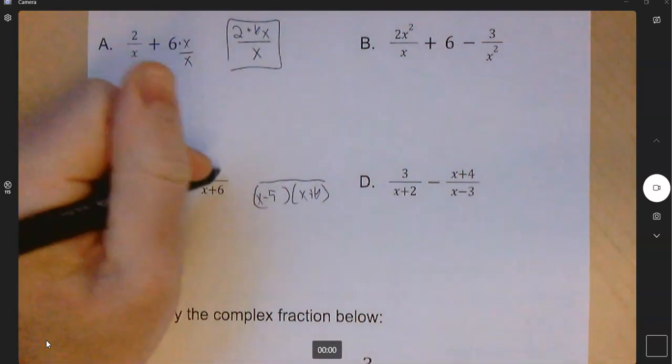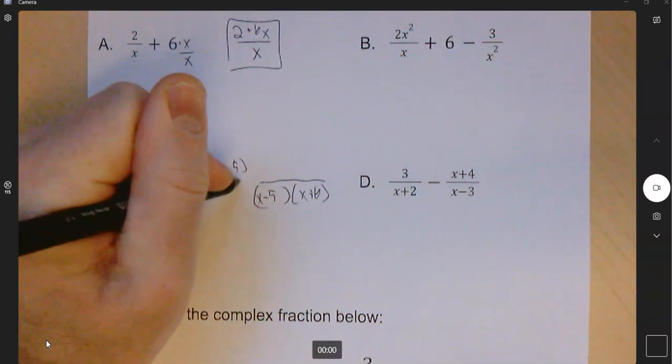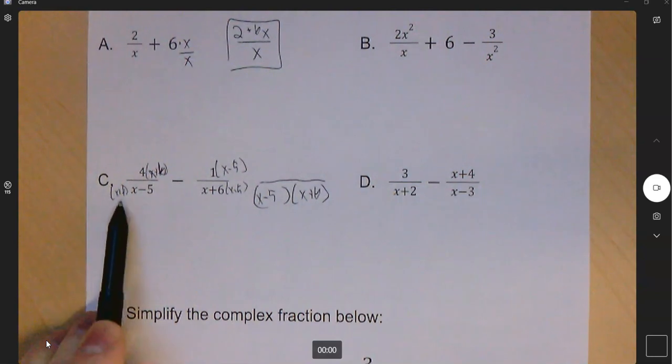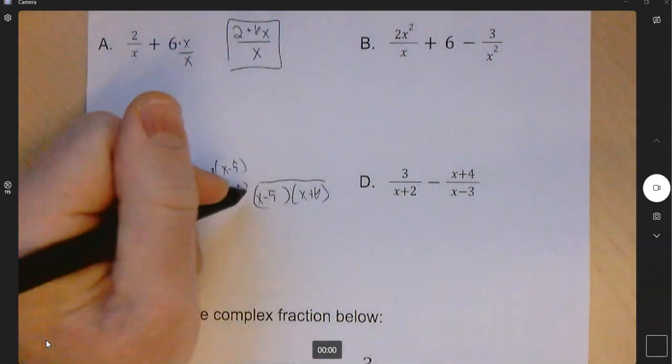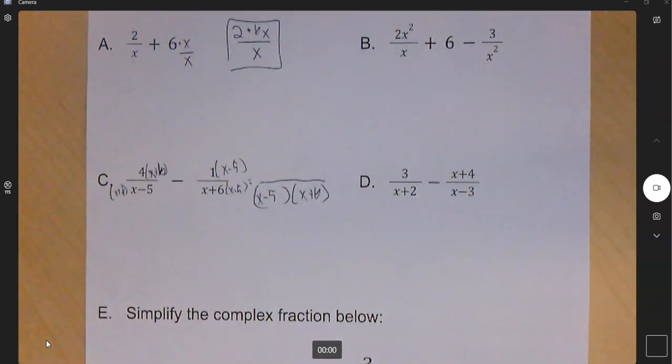And then this one's missing an x minus 5. So I'm going to multiply the top and bottom by an x minus 5. And now that they both have the same exact denominator, that's the denominator of my answer. Love it. Equals. Now let's go ahead and do this multiplication.